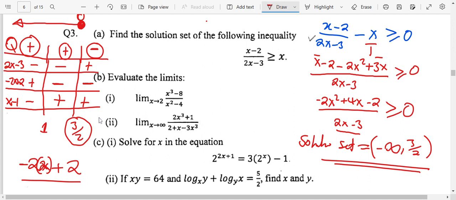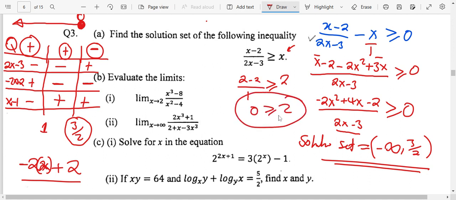You can just try to prove, get any number above 3 over 2. For example, a 2 is greater than 3 over 2. Try to put in this equation. So that will be 2 minus 2 over 2 times 2 down there. That is going to be 4 minus 3. That will be a 1. Will be greater than or equal to. Put again where there's x, you put a 2. Is 0 greater than or equal to 2? This is not true. So anything that you're going to use on this side is not going to work.